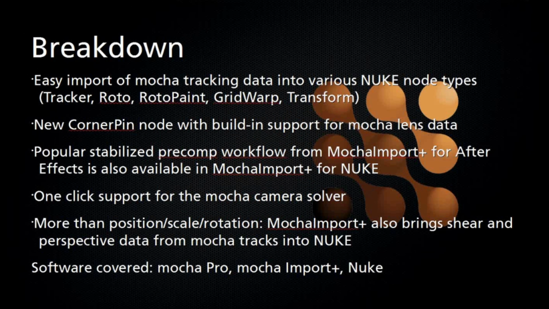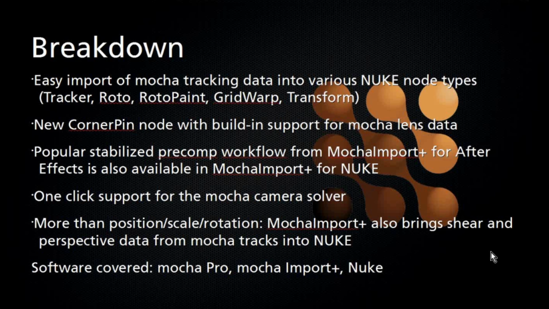Now, Mathias will be going over some of his cool tools. He'll be going over basically Mocha Import Plus for Nuke, and what that does is it actually does an easy import of Mocha tracking data into various Nuke node types, like the tracker node, the Roto node, RotoPaint, GridWarp, and Transform. It also does a new CornerPin node with built-in support for Mocha lens data, popular stabilized precomp workflow from Mocha Import for After Effects.